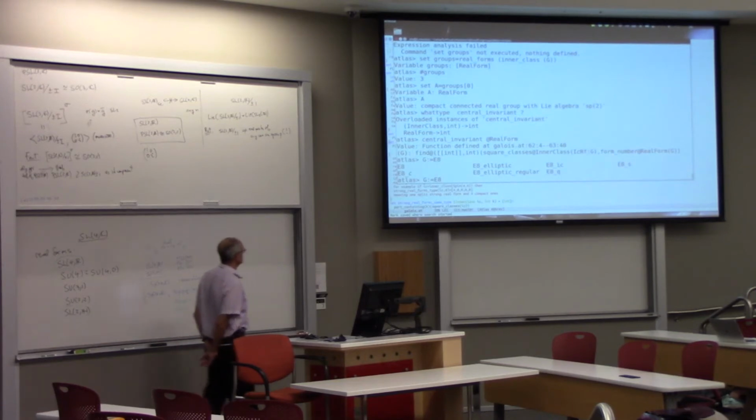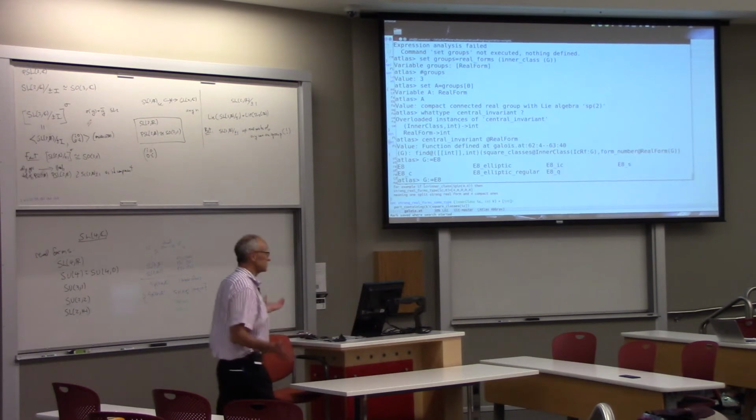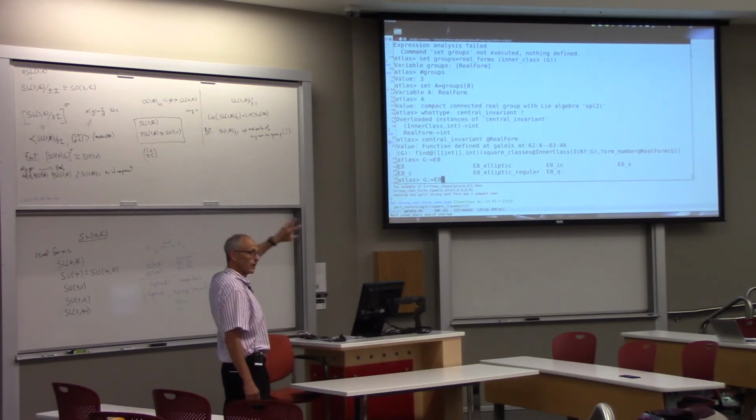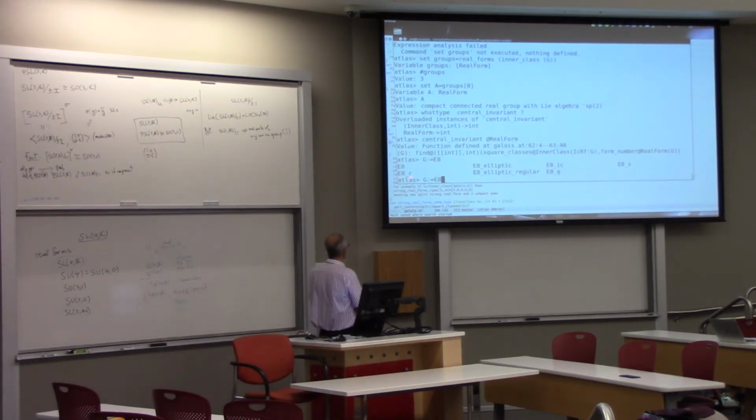So I hit tab, and I saw all of the completions of E8. Now, these are various things. The E8 elliptic regular is something having to do with log elements and so on. But there's an E8, an E8C, an E8IC, an E8Q, and an E8S. I'm going to guess that E8S is probably the split form of E8, and E8C is the compact form, and E8Q is this other mysterious quaternionic form. And that's correct. So let's set G equal to E8S.